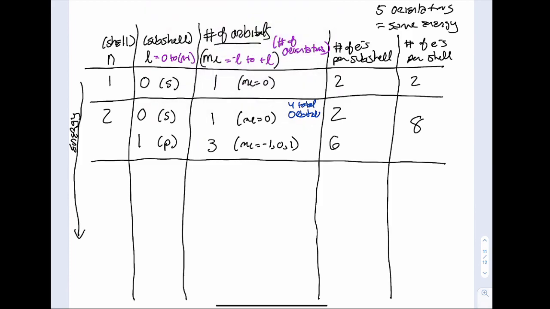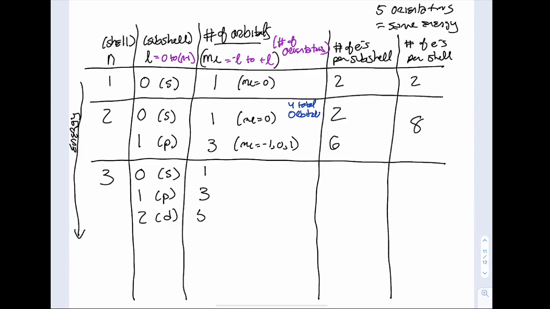Okay, third shell. In our third shell, L can be 1, it can be 2, and it can be 3. When it's 1, it's an S. When it's 2, it's a P. When it's 3, it's a D. M sub L is still just 0. M sub L is still -1, +1. So -1, 0, and +1.